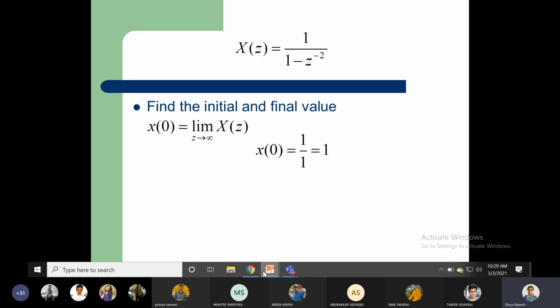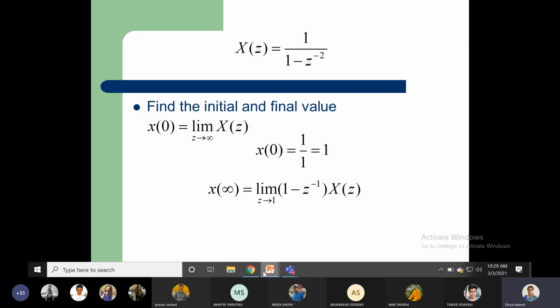What is 1 divided by infinity? 0. So the other term, z raised to minus 2, will become 0. So you are left with 1 upon 1, which is 1. So the initial value of the signal is 1.